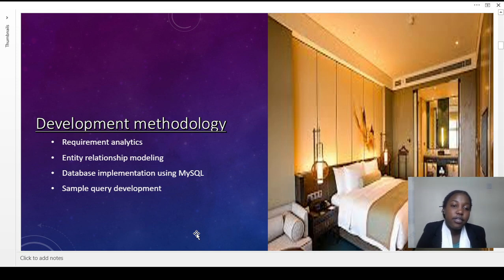So its development methodology, we are mainly going to focus on the requirement analysis. Then we'll look at the entity relationship modeling, where we'll see the entity relationship diagram. The database implementation using MySQL will show you some implementations of tables. And then I'll show you a sample query development.